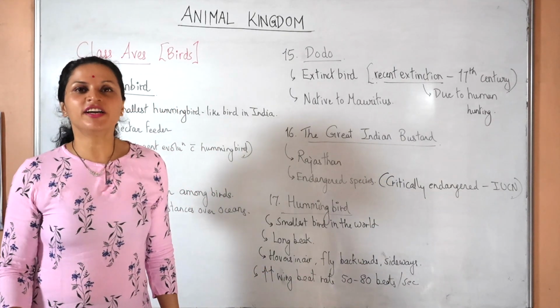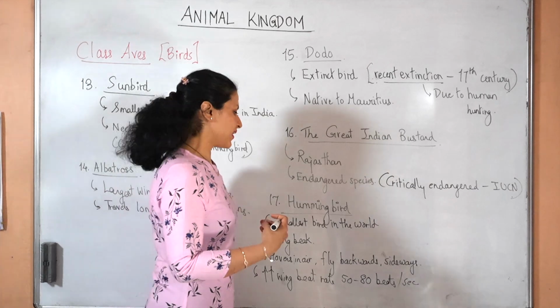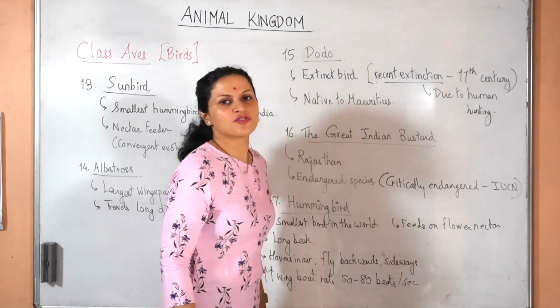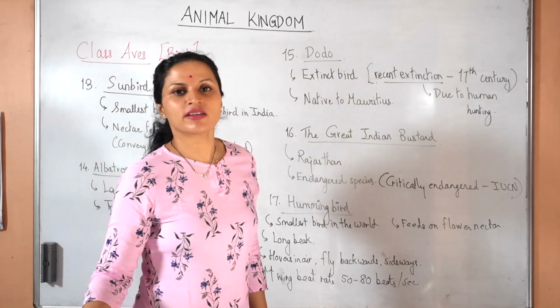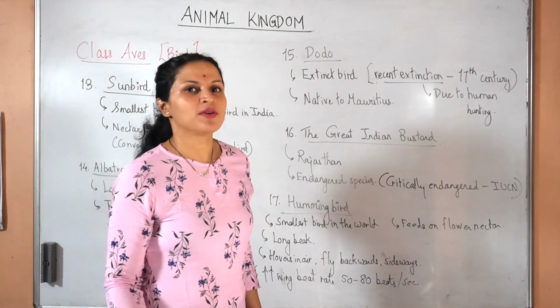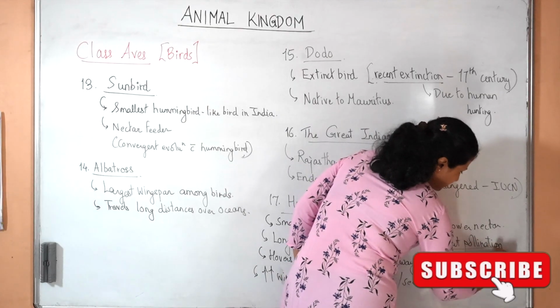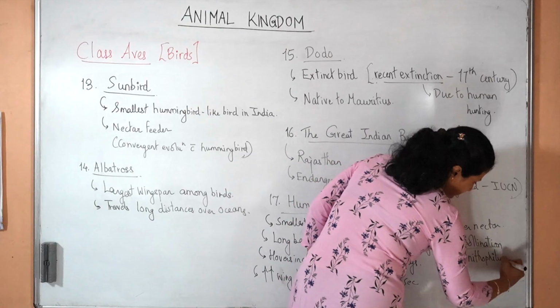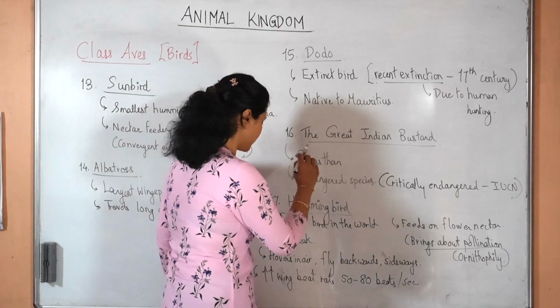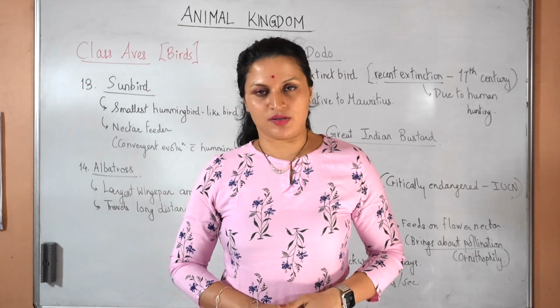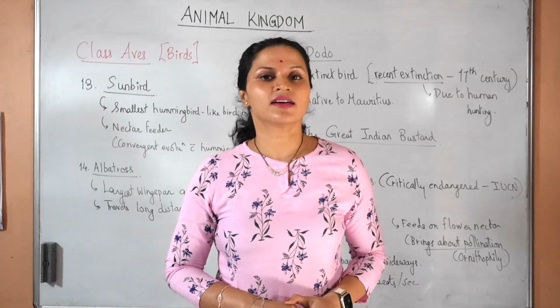And it needs to feed a lot. It feeds on the flower nectar and brings about pollination of those flowers as well. An example of Ornithophily, pollination by birds. Pollination by birds is called Ornithophily. This is there for your 12th standard. Remember this example. So with that, we have completed the examples of birds. And with that, we have completed Class Aves.